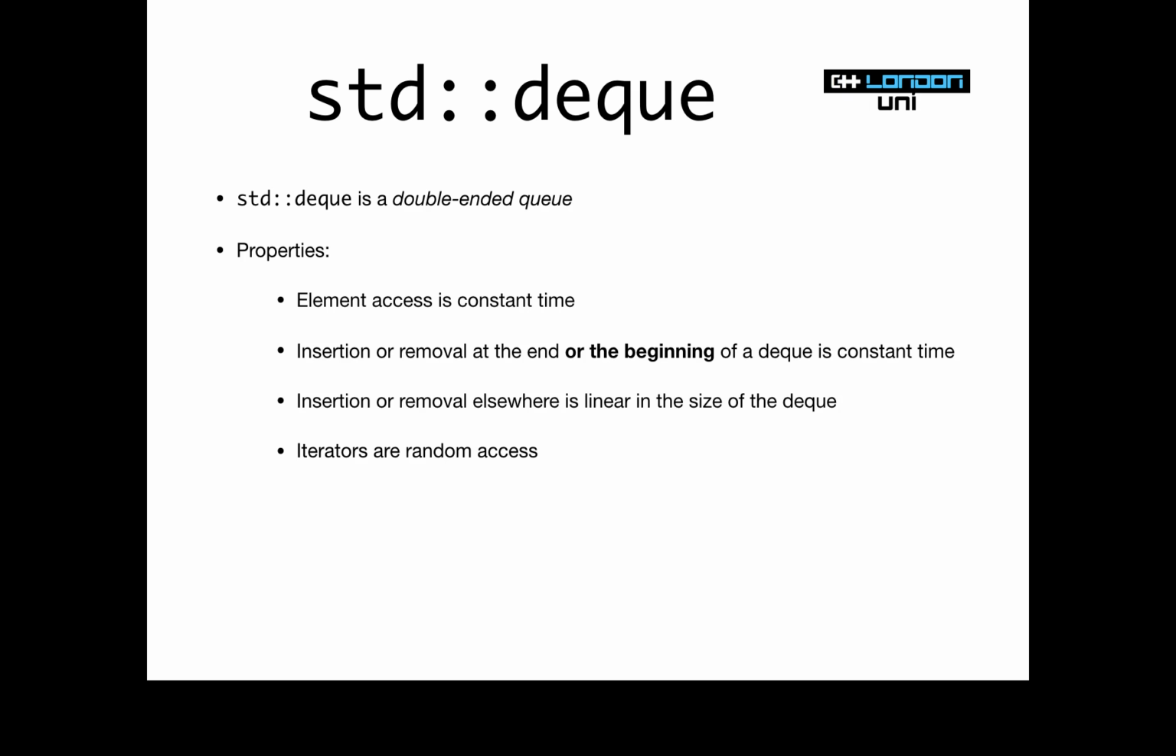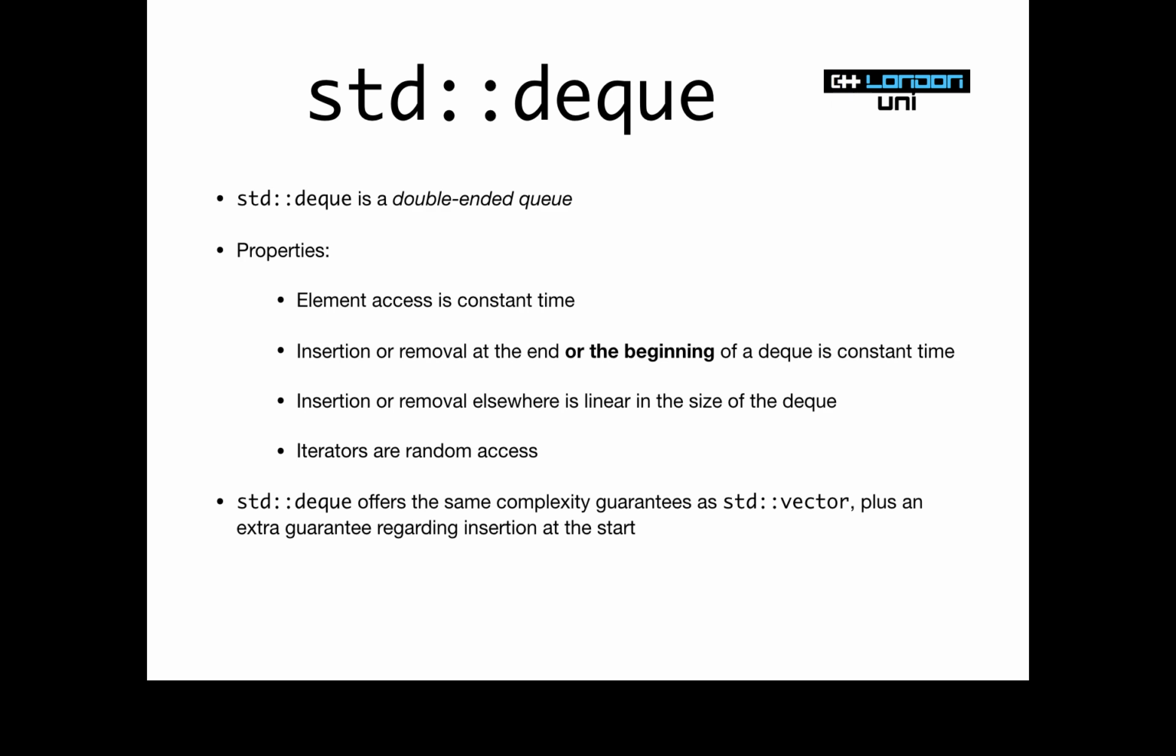So you might look at this and go, well, hang on, these properties are pretty much the same as the ones I just put up for vector a couple of slides ago, except that deque has this added facility that we can also add things at the beginning in constant time. So surely deque's better because it can do everything that a vector can do, plus we can insert at the beginning in constant time. Why don't we just use deque everywhere? Why does vector even exist?